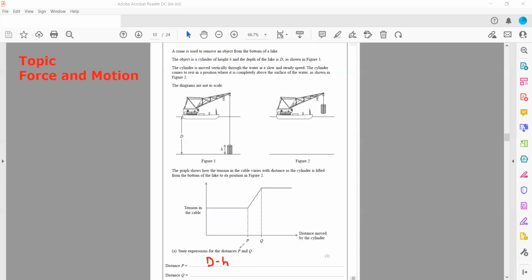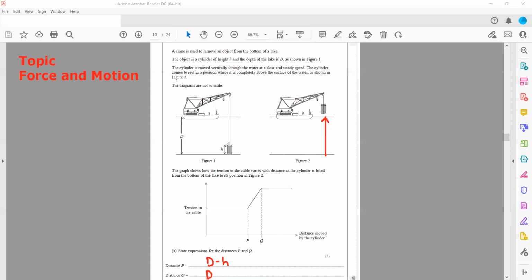And then the expression for Q. What is the expression for Q? Q is basically when it is completely removed. How much distance has it moved? That is equal to D only. When it is completely removed, how much distance has it moved? That is the total distance, which will be equal to D.